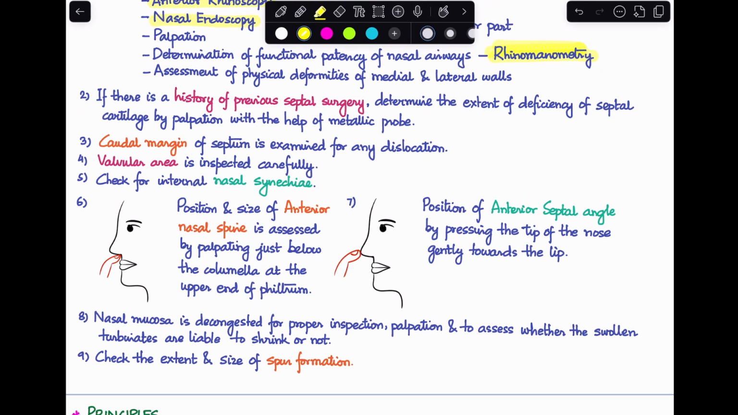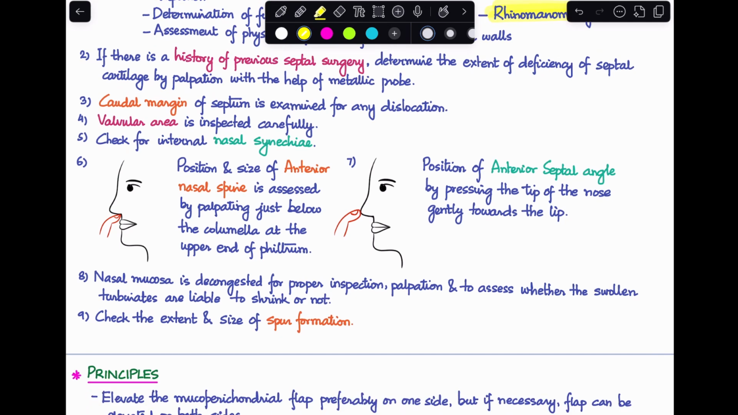Then you should also check the valvular area. Sometimes over here, the Cottle's test may help you understand whether there is any problem involving the internal nasal valve area. Because if the Cottle's test improves the patency, then it will prove that the valve area might be involved over there. So that's another thing you should be checking. You should also check if there is any history of previous surgery. There may be any internal nasal synechiae. So check if any such thing is present or not.